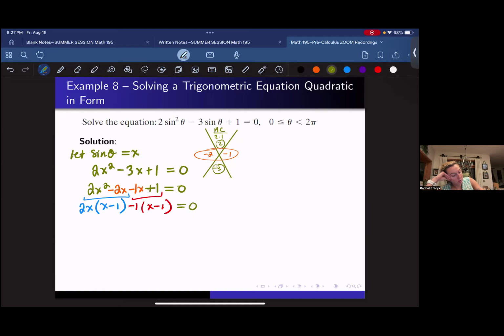And if we did this correctly, inside our parentheses should be exactly the same, so that we can factor that out. We'll factor out that x minus 1, and then we're left with 2x minus 1 in that other parentheses. And so now that it's in a beautiful factored form, we can solve for our values of x.